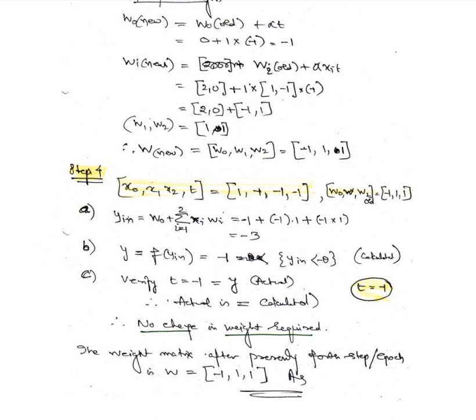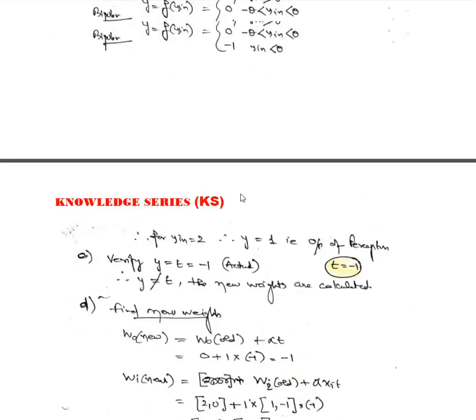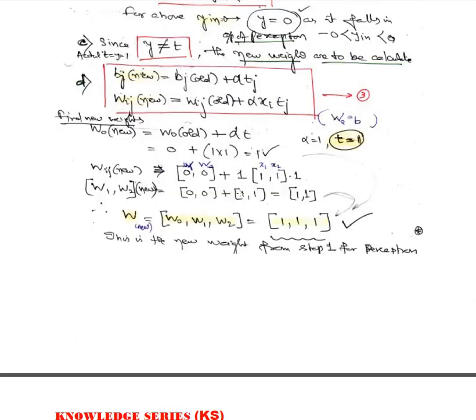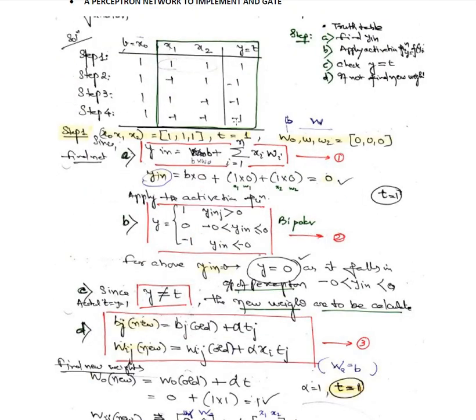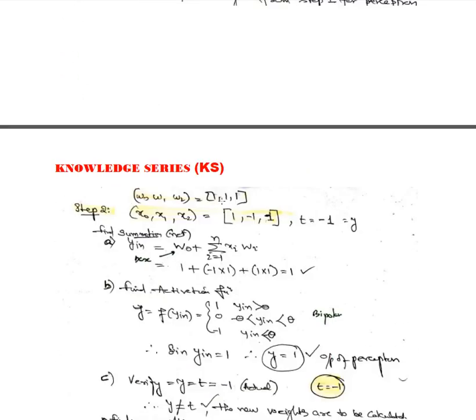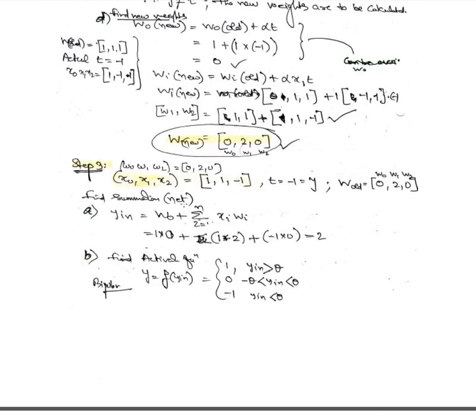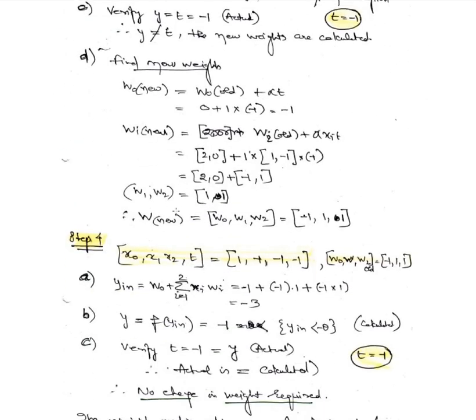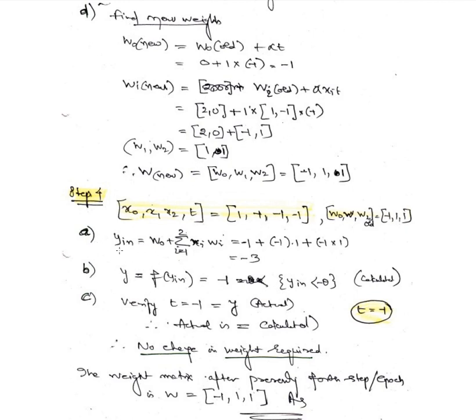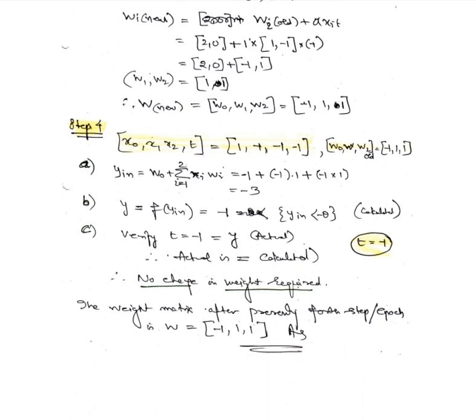Now here again in stage 4 you see x0, x1, x2 and t. The last line is 1, -1, -1, and the target is -1. That is what has been written here, and based on that we train further. Now if you find the y in, it is -3. F of y in, we are looking for this. Since it is less than minus theta, f of y in is -1. So what is the target? -1. So it is satisfied, and no change in weight is required.